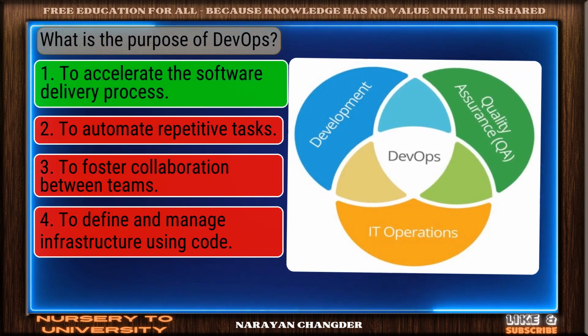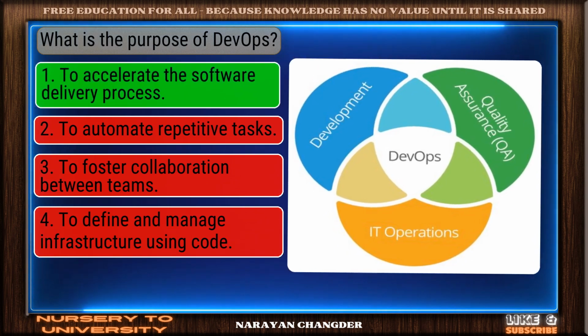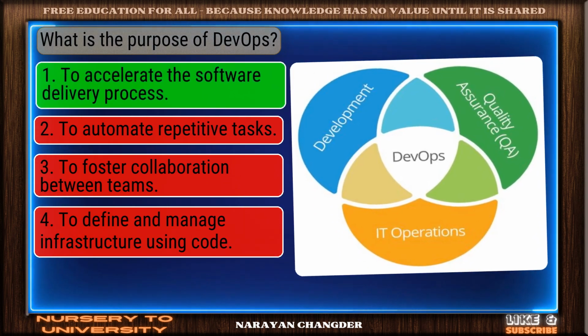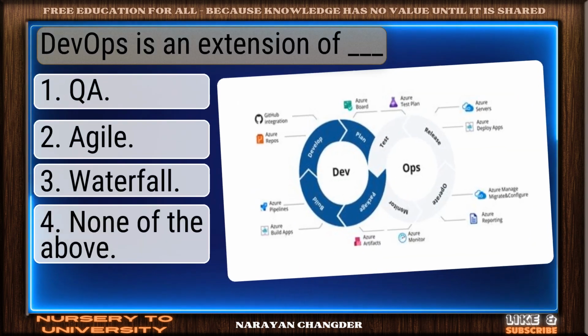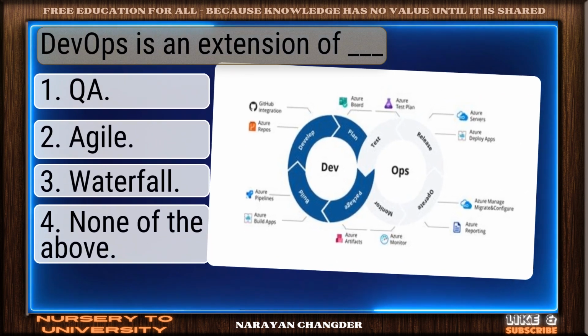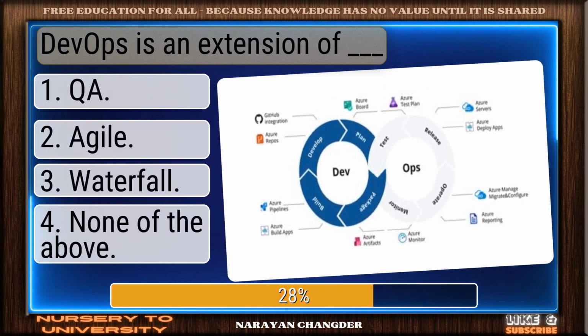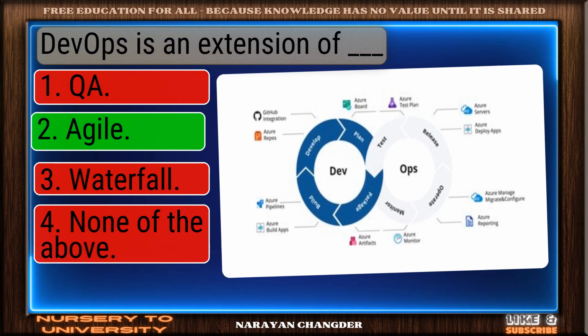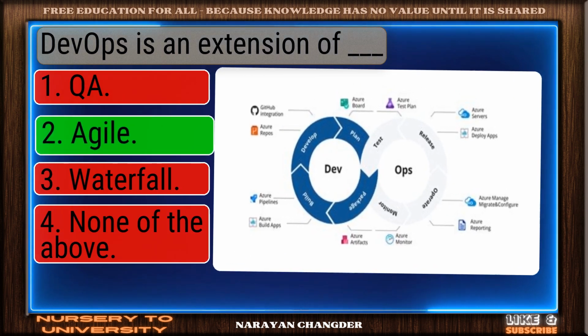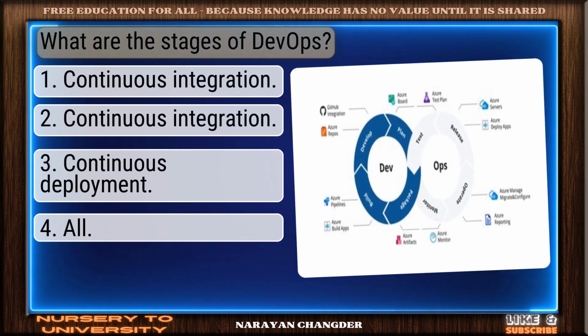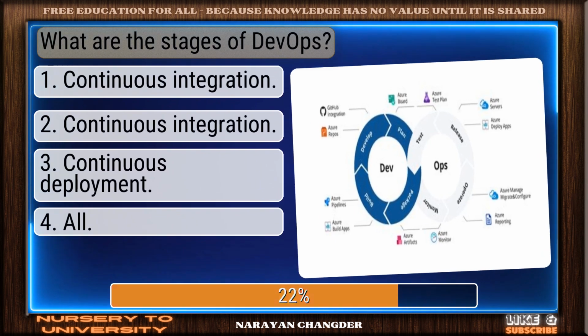You're right. To accelerate the software delivery process is the correct answer. Question number 44. DevOps is an extension of dash. Valid point. Agile is true. Question number 45. What are the stages of DevOps?